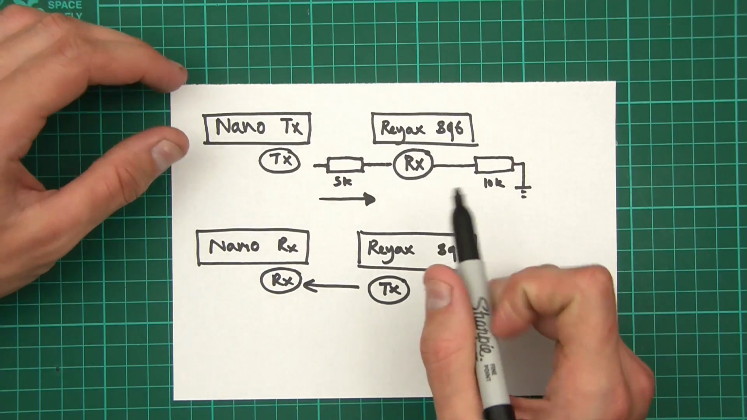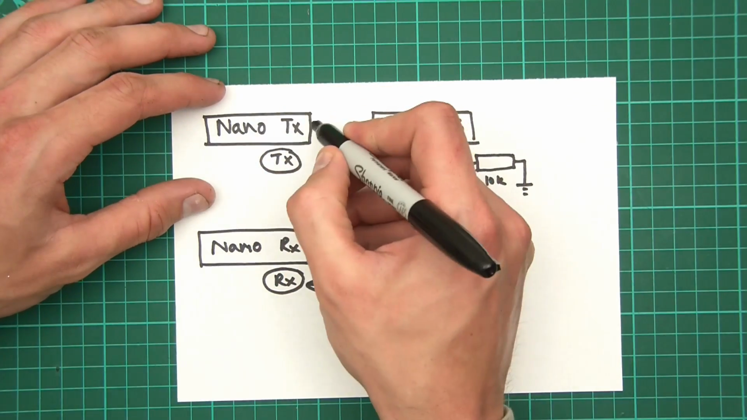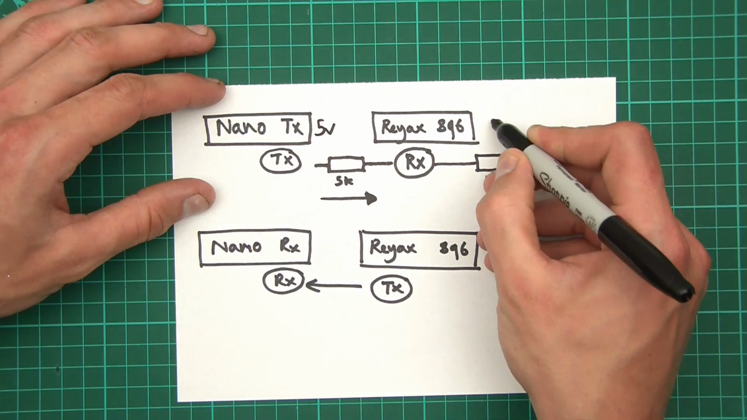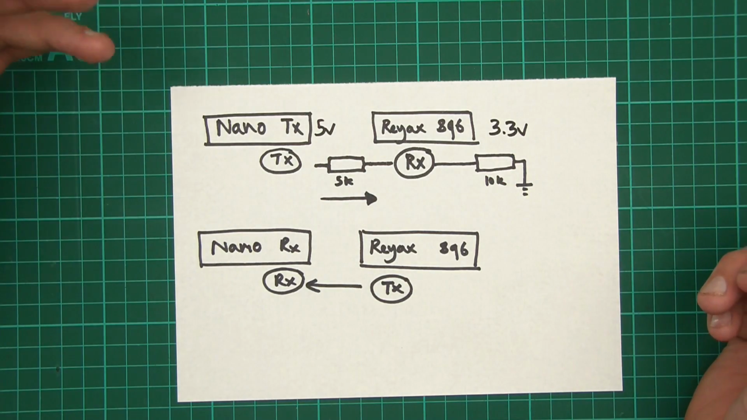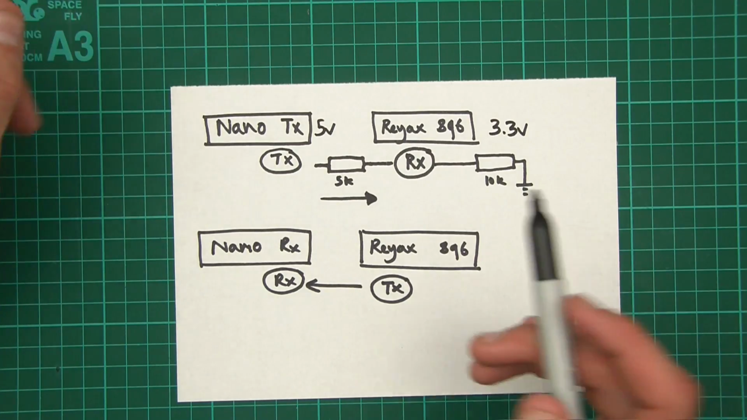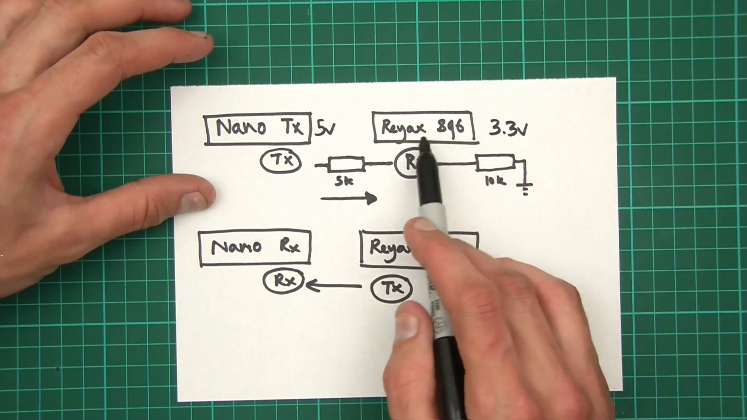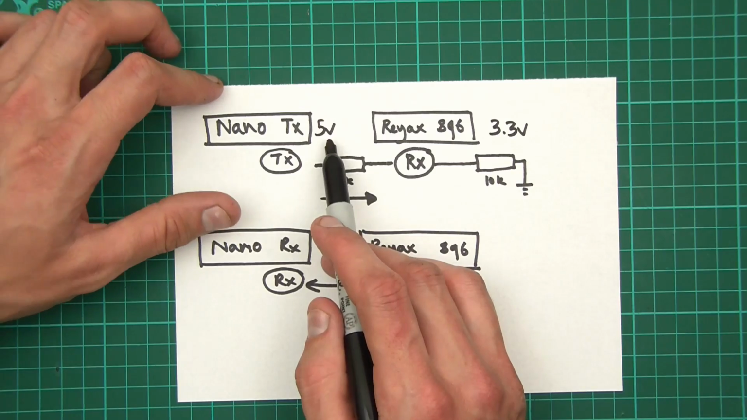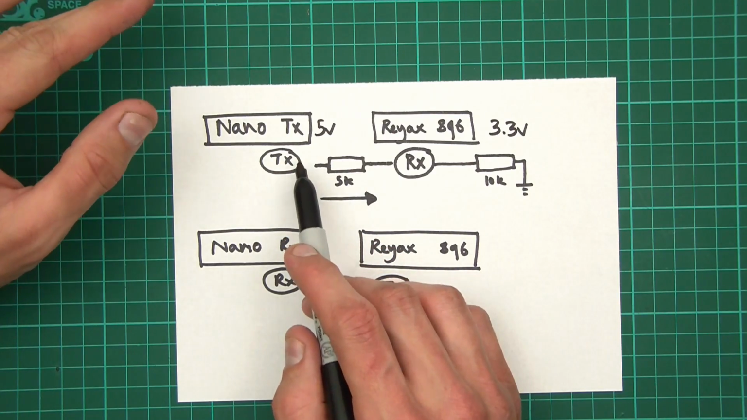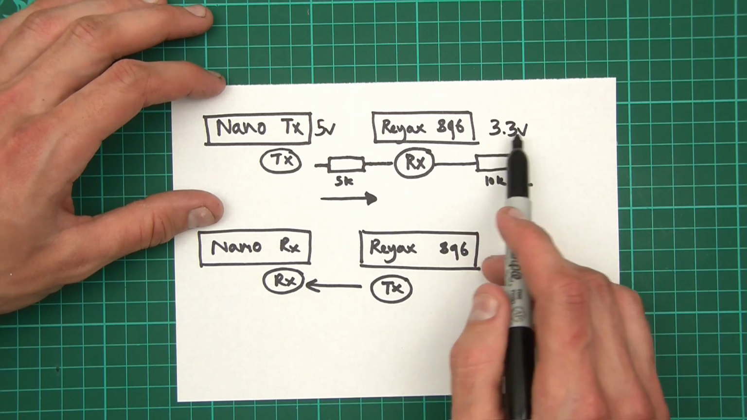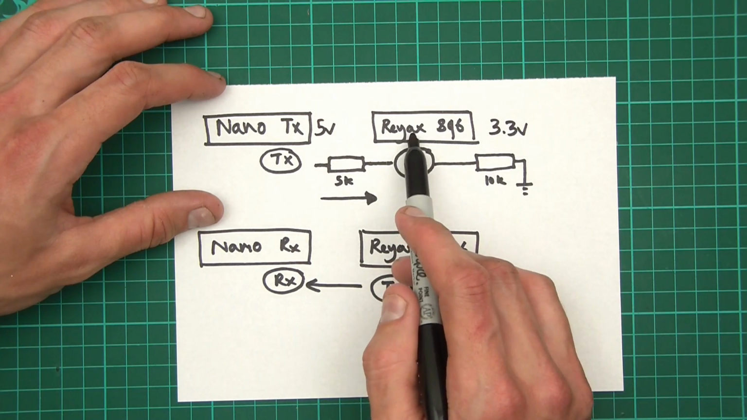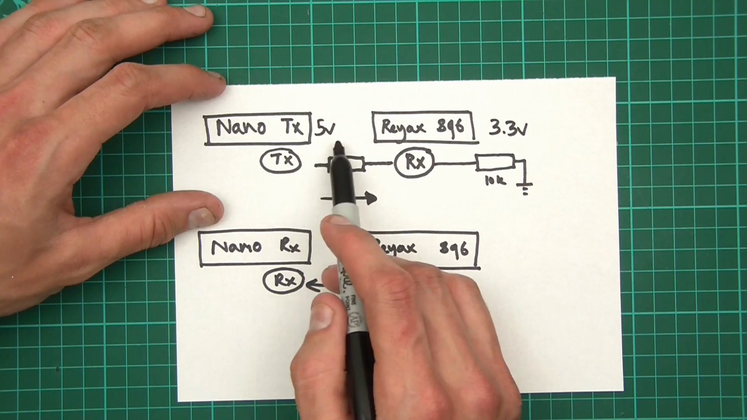With the Nano and the Reyax. See, the Nano is a 5 volt device and the Reyax is a 3.3 volt device, and so there's a little bit of a problem, but it's not major. The Reyax isn't designed to deal with 5 volts, and the Nano isn't designed to deal with 3.3 volts, although the Nano can deal with 3.3 volts, the Reyax is not recommended to give 5 volts.